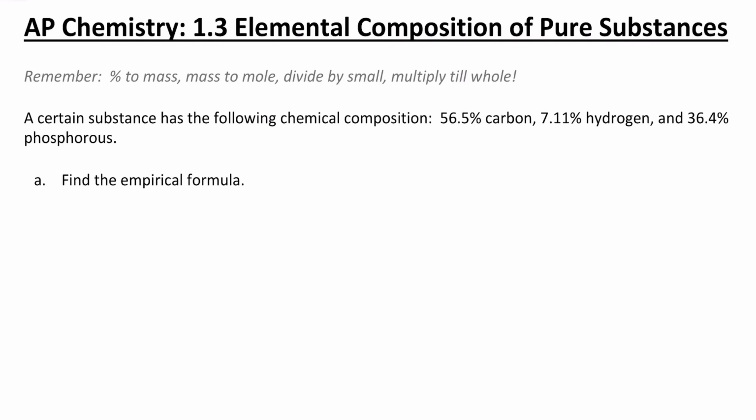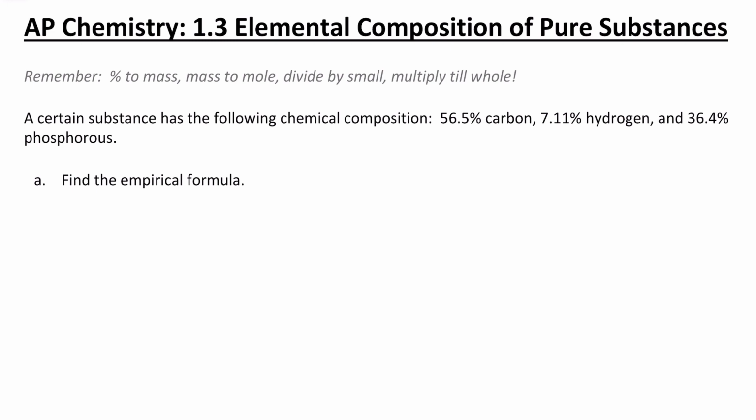This is the AP Chemistry Review for topic 1.3, Elemental Composition of Pure Substances. So when we're doing these type of problems, I like to think about it as percent to mass to mole, divide by small, and multiply to whole. So for this following example, I'm going to go over it by using this technique.